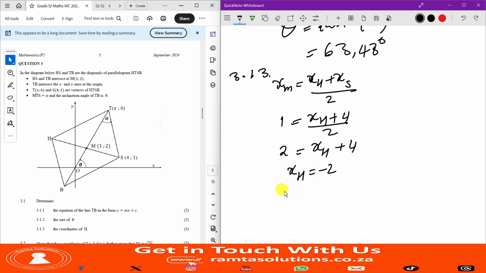Now, y of M equals y of H plus y of S all over 2, right?